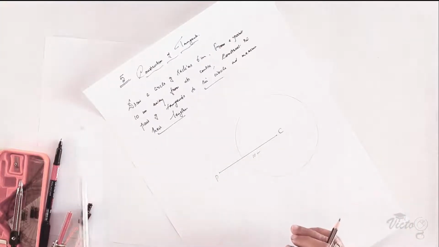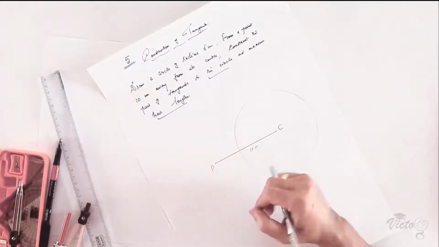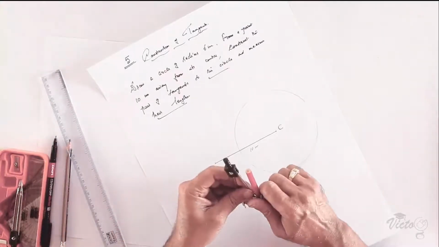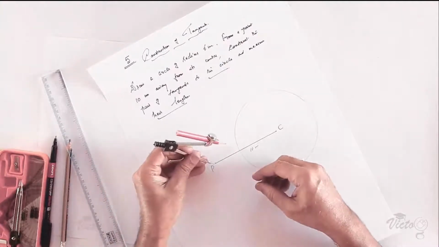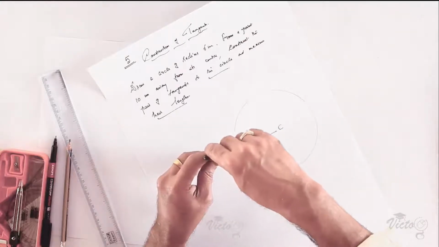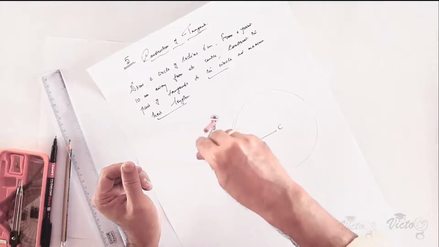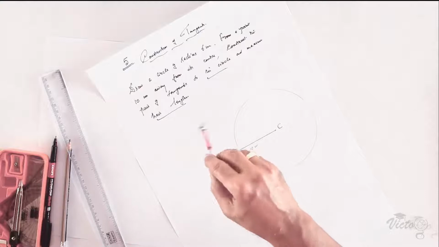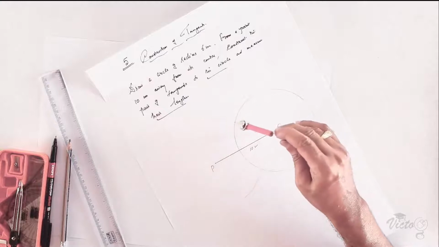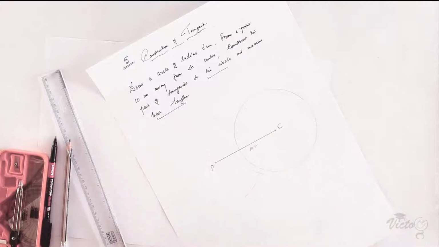We have to draw two tangents from the point P to the circle. For that, join CP and then draw the perpendicular bisector of CP. For that, with the point P, take more than half of the length PC or CP. Draw two arcs above and below the line segment CP. Without changing this length, with the center C, draw another arcs to intersect the first arc.